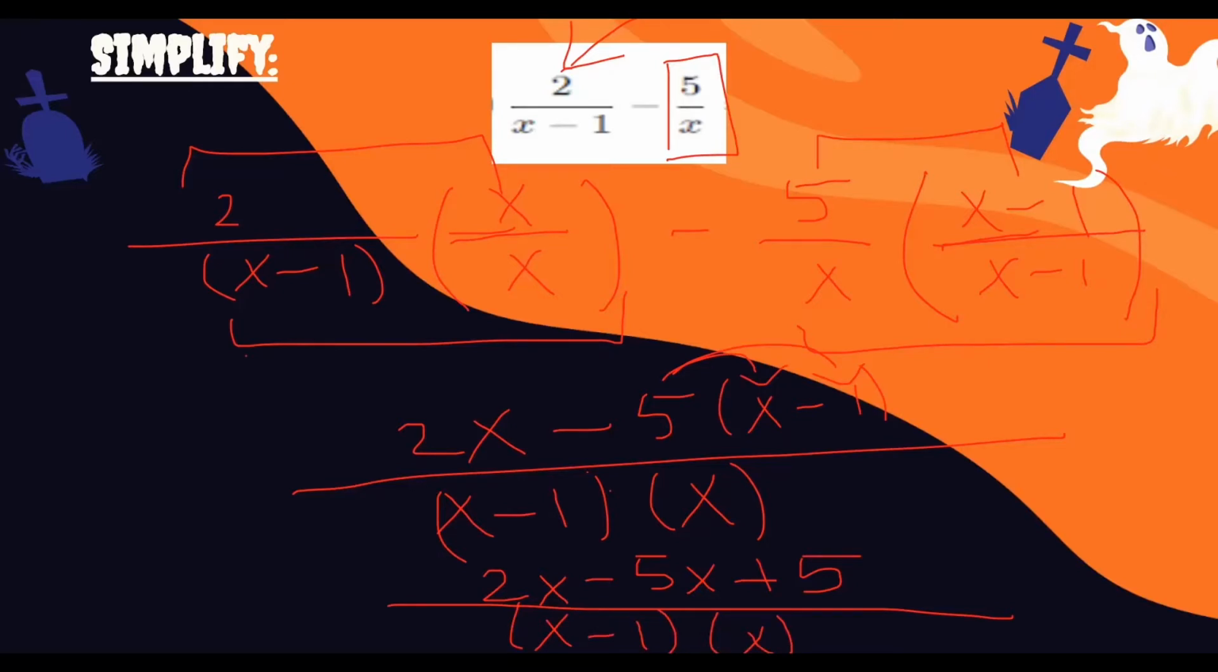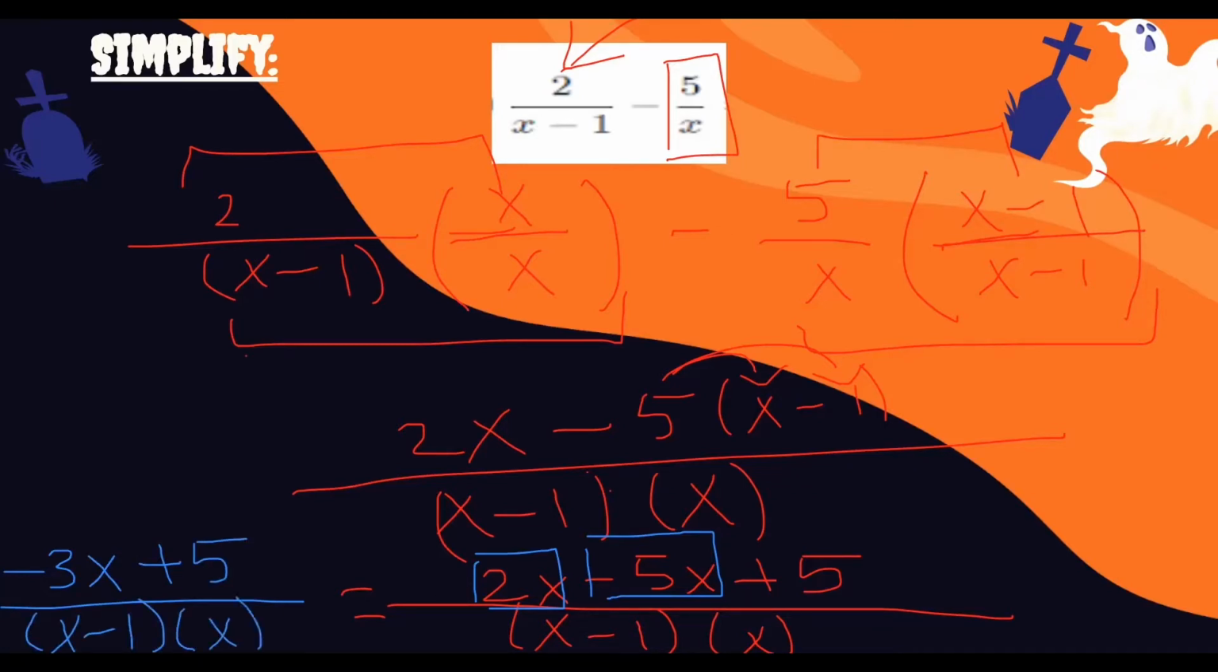Once you do that, you have to combine the like terms. How do you combine like terms? Well, I have 2x and I have negative 5x and I can combine them. They're just placed right beside each other, so they're like begging us to combine them. Negative 3x plus 5, over x minus 1 times x.